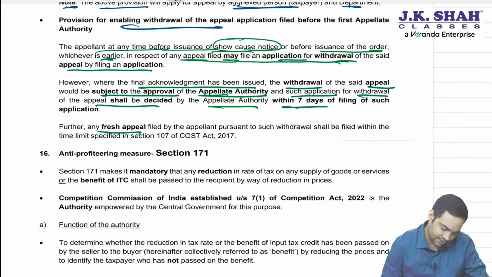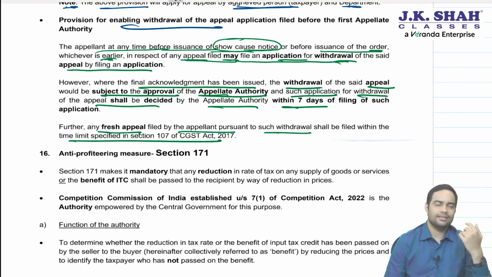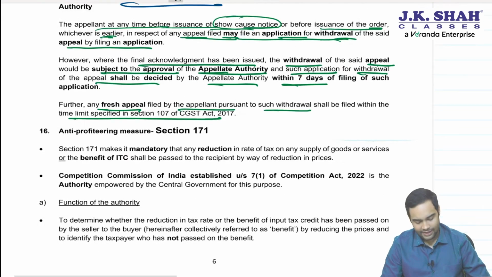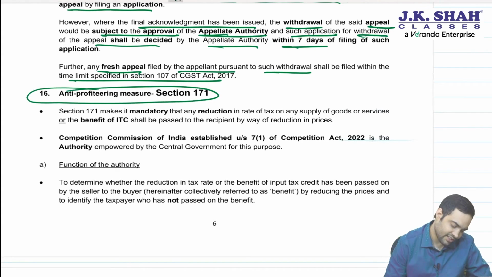Further, a fresh appeal may be filed pursuant to withdrawal, which should be within the time limit specified under 107. So it should be within the time limit, then no problem. Okay. Next one, again a very small yet important change.